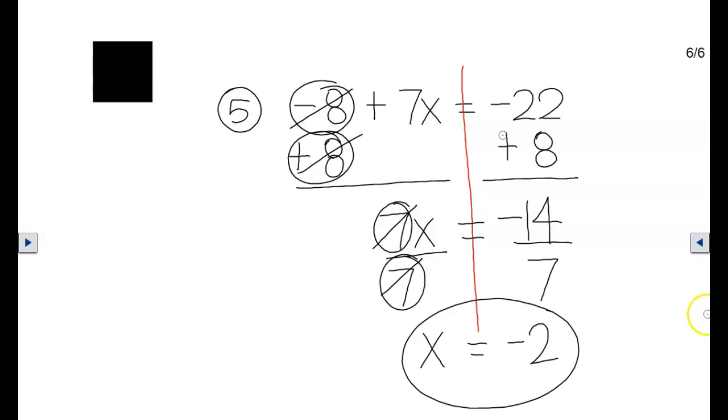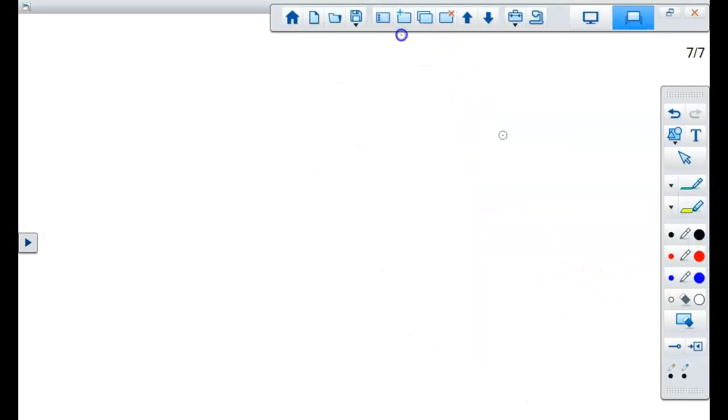You've done this before, so I'm hoping this is all coming back to you as we do these examples. Next up. Now this one I want you to pay extra special attention to.